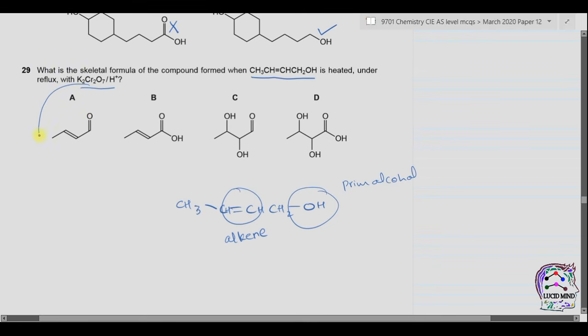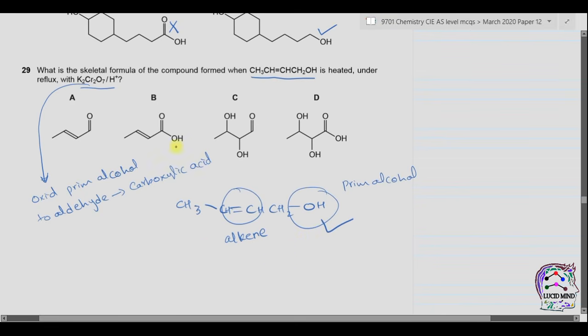Now potassium dichromate is an oxidizing agent. It oxidizes a primary alcohol to an aldehyde and the aldehyde further to a carboxylic acid. While the alkene is not affected by potassium dichromate, so only this portion must be converted into a carboxylic acid.